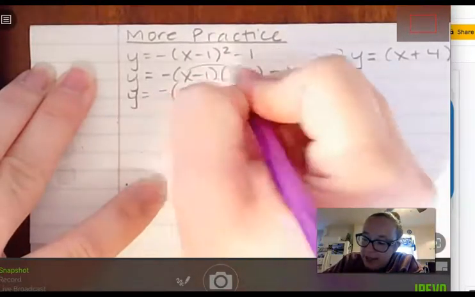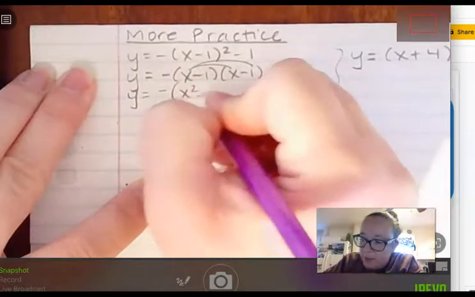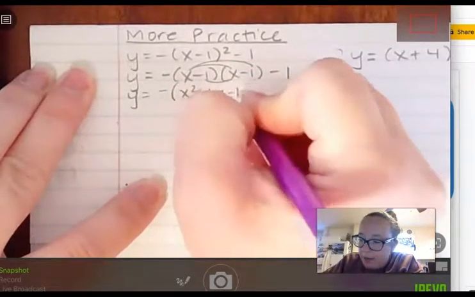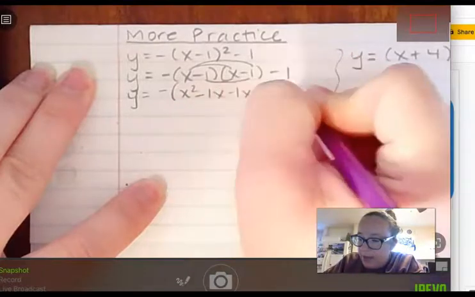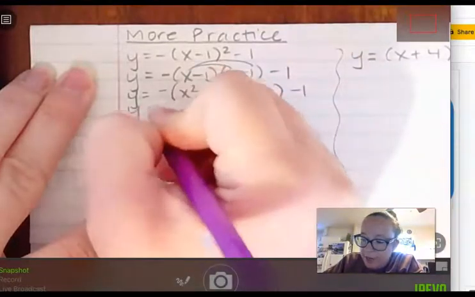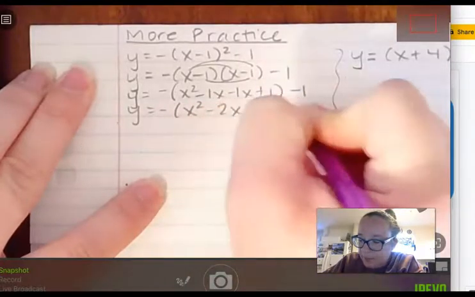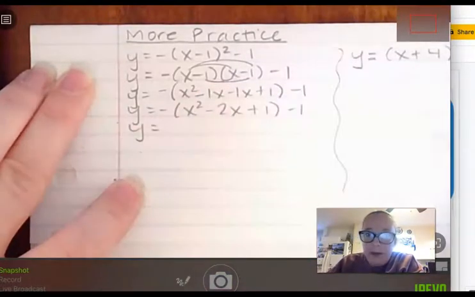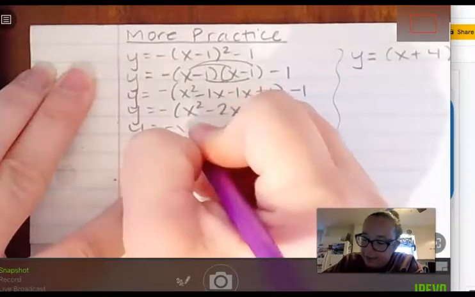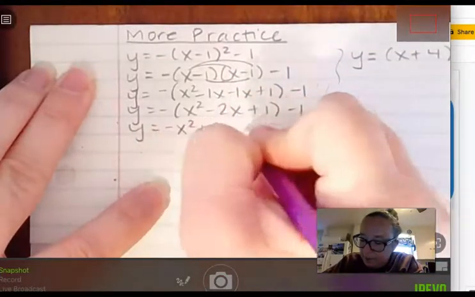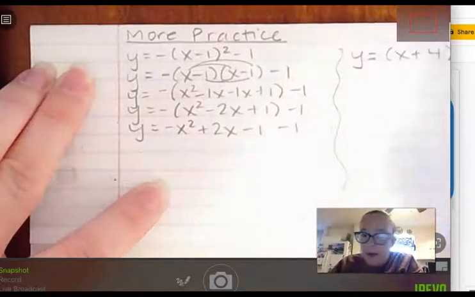So we're distributing the x. We get x squared minus 1x plus 1. And then we have the minus 1 at the end. I'm going to clean up inside the parenthesis set. Now, I have to distribute the negative through the parenthesis set. And I still have the minus 1 out on the end.